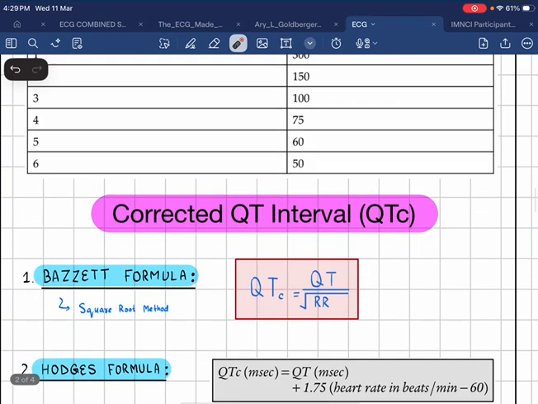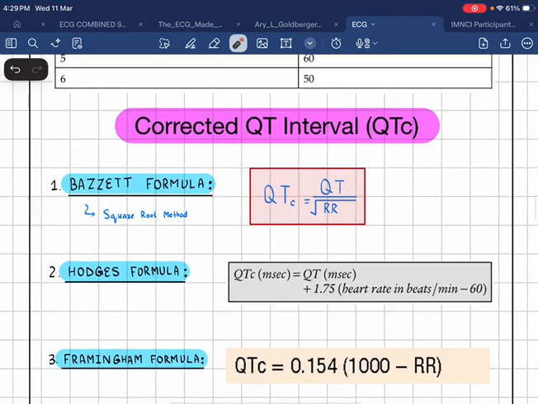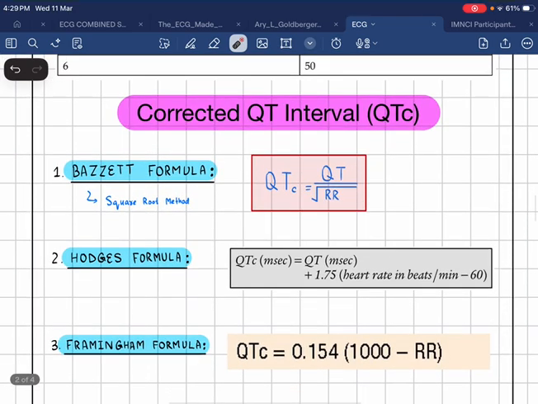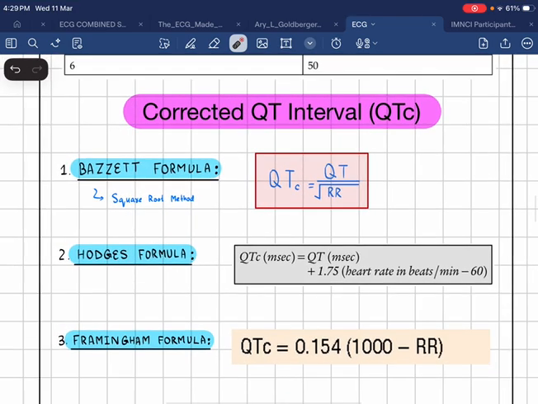One important thing to be noted is the calculation of the corrected QT interval. You have three formulas. You have the Bazett formula, that is QT corrected is equal to QT divided by the square root of RR. Then you have the Hodges formula, that is corrected QT is equal to QT in milliseconds plus 1.75 times heart rate in beats per minute minus 60. And you have the Framingham formula, that is QTc is equal to QT plus 0.154 times 1000 minus RR.